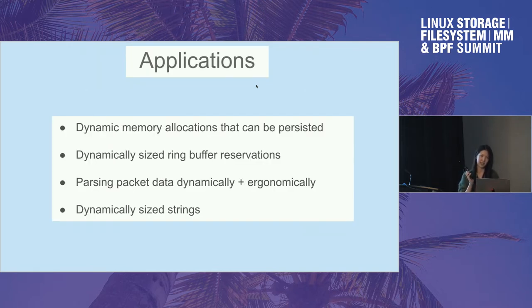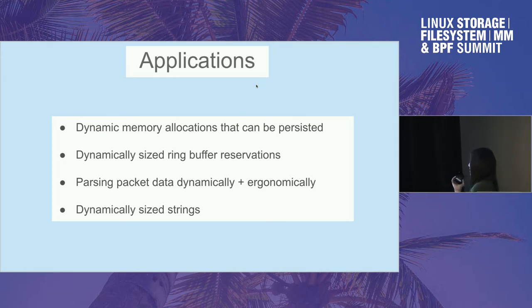Some use case applications of this. I think the first thing that will probably be used mostly for is that you're now able to do dynamic memory allocations. So we can do the equivalent of malloc within BPF. And we're able to keep track in the verifier that it will always be freed by the end of the program, so that no memory gets leaked. And alongside that, you're able to persist these dynamic memory allocations in BPF maps, so that you can use them across programs.